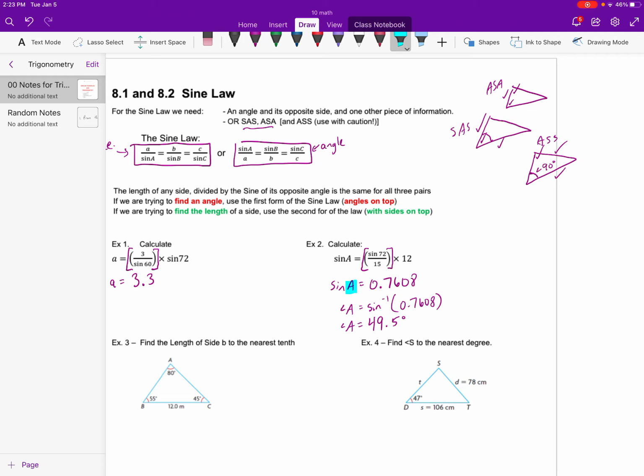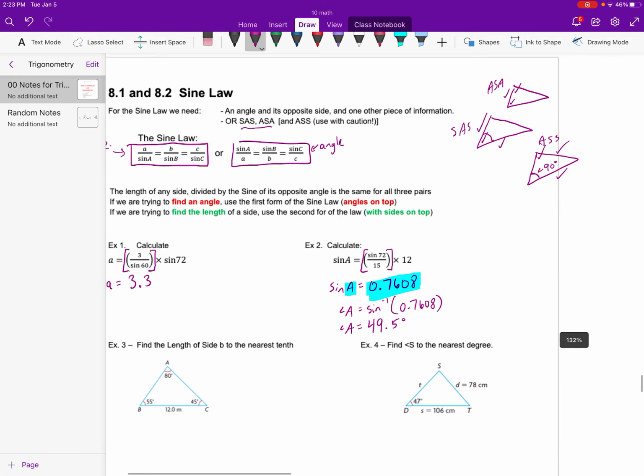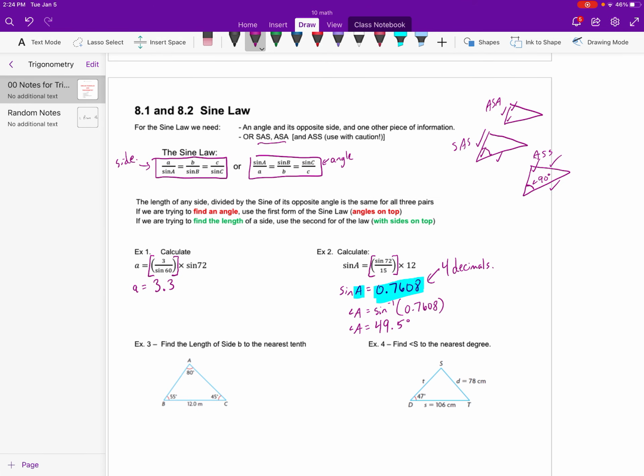Again, just little notes right here. If you're going to round your answer right here, round to 4 decimal places. Generally, that gives us the accuracy we're looking for when we plug it into a sine, cos, or a tan function.